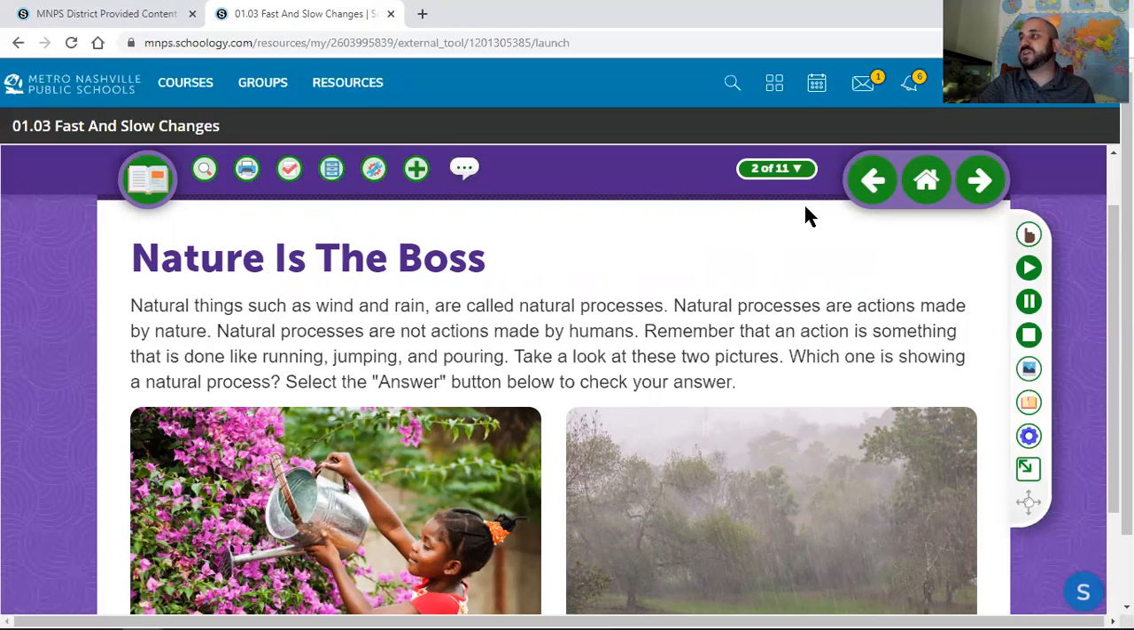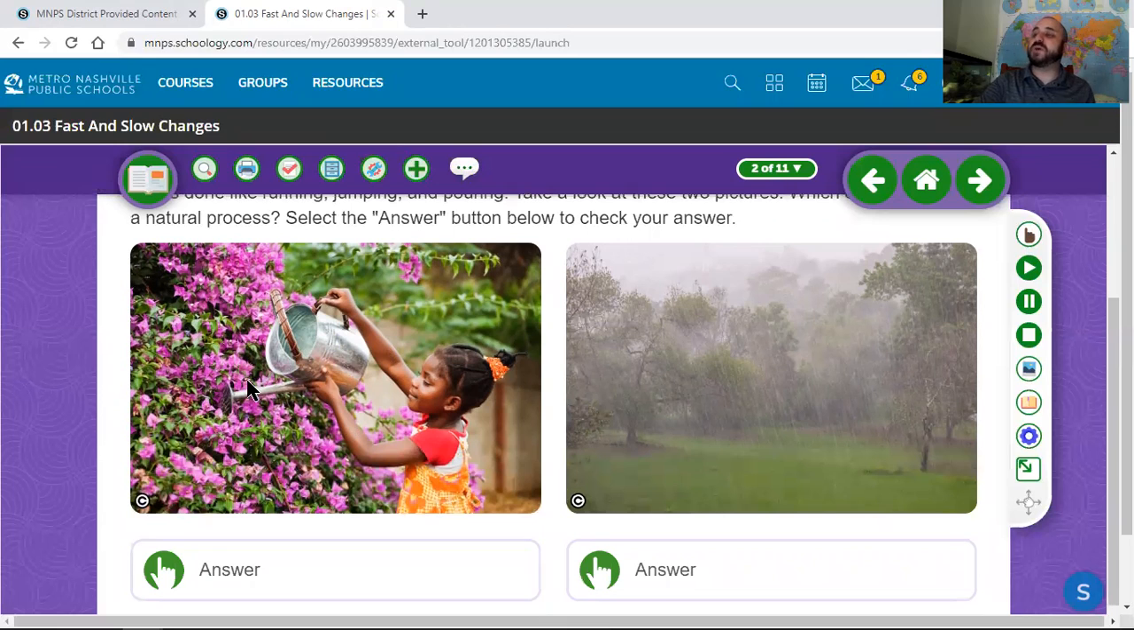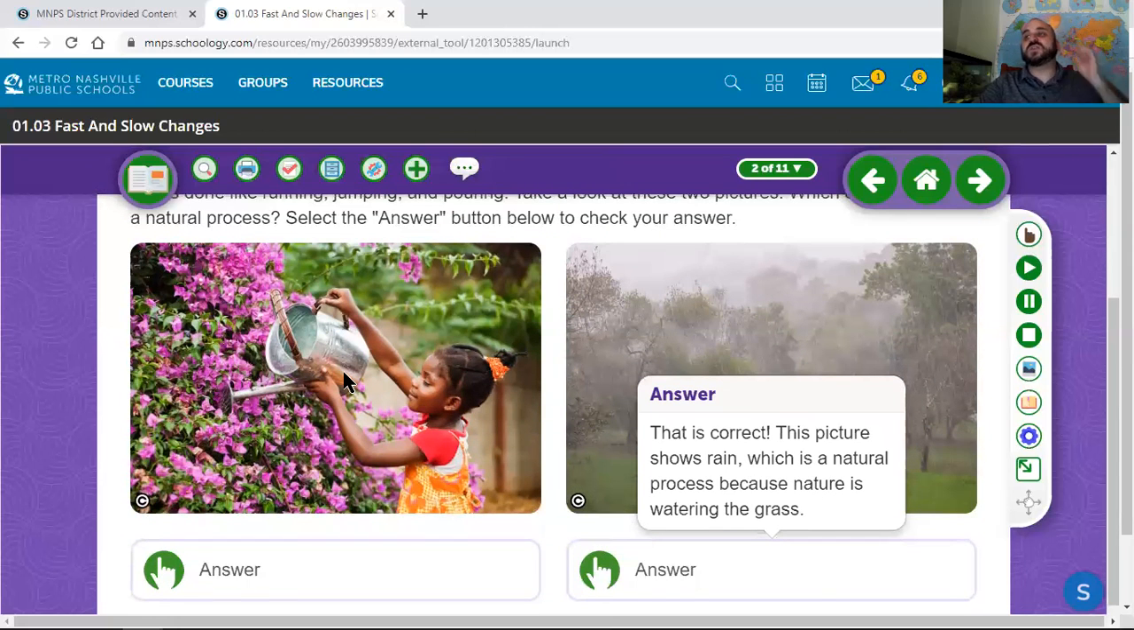Take a look at these two pictures. Which one is showing a natural process? So in both pictures, we see that the plants are getting watered, right? But in one picture, it's actually raining. That is correct. This picture shows rain, which is a natural process because nature is watering the grass. Whereas in this one, we can see that the little girl is holding a water can to water the plants.